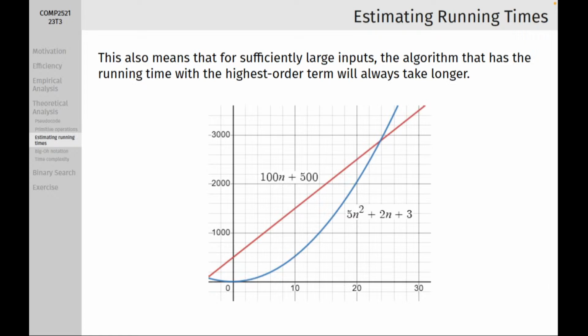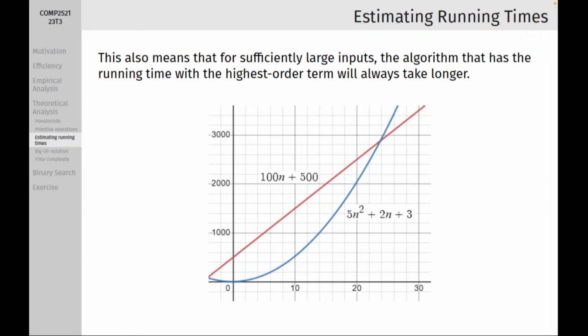In this case, we didn't need that many inputs before the n squared algorithm overtook the linear algorithm, but even if the constant factor here was 1,000,000 instead of 100, eventually it will get overtaken by the n squared algorithm.